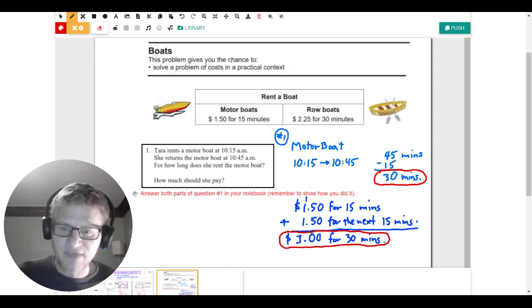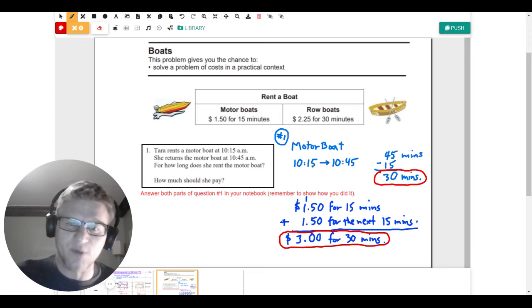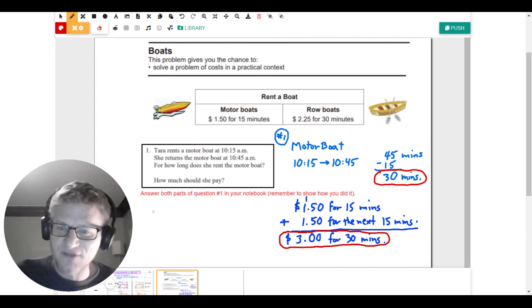I'm just curious. If I rent that motorboat for, let's say, 10 hours. I want to go, where are you going to go in a half hour on a motorboat? Come on, I want that thing all day. So how much would this be for 10 hours? And the way I'd figure, you don't have to do this.